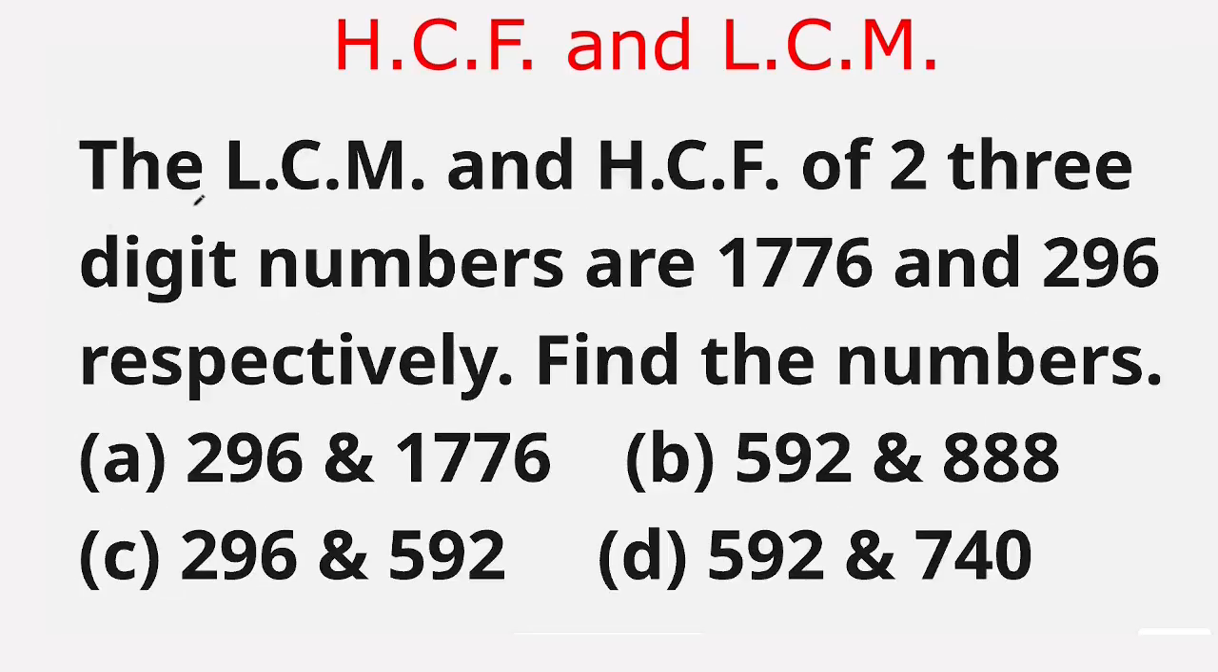Our question is, the LCM and HCF of two 3-digit numbers are 1776 and 296 respectively. Find the numbers. The given options are option A 296 and 1776, option B 592 and 888, option C 296 and 592, option D 592 and 740.